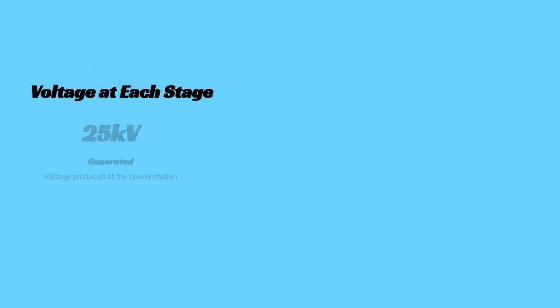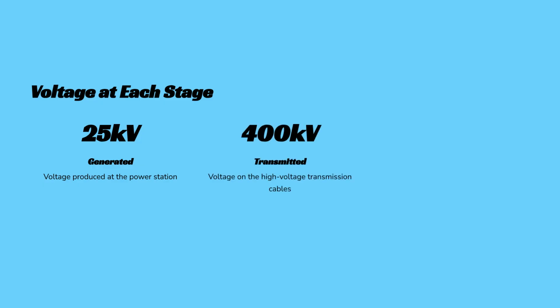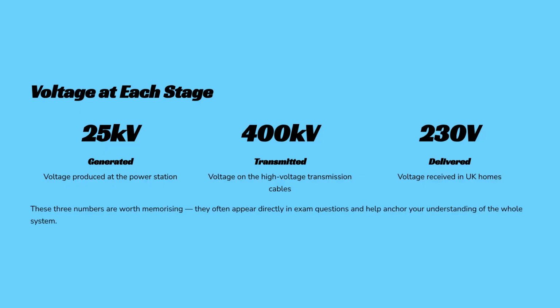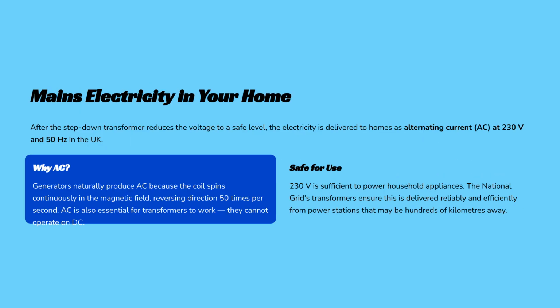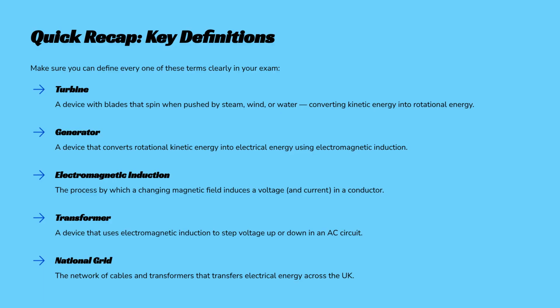Memorize these three key values: 25,000 volts at generation, 400,000 volts for transmission, and 230 volts for home delivery. These are common in exam questions. In the UK, home electricity is 230 volts, 50 Hz alternating current. AC is vital because generators naturally produce it, and it is the only form transformers can work with. Here is a quick recap of essential definitions. Turbines convert kinetic energy. Generators use induction, and transformers step voltages up or down. Ensure you can define these clearly.